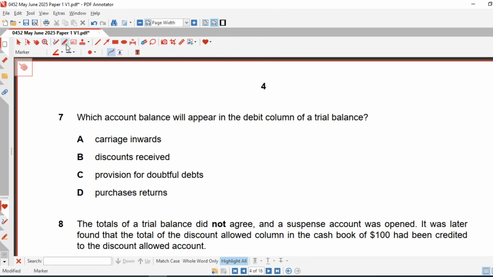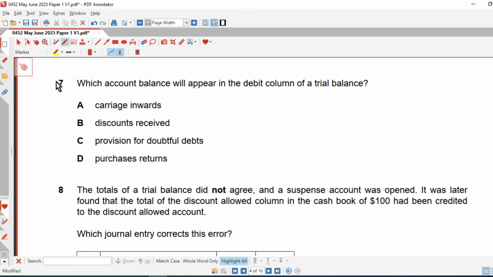Right, let's bring you to question 7. Which account balance will appear in the debit column of a trial balance? Again, level 1 question, very easy. So, debit column of the trial balance, we only have 2 items, right? So either it is going to be an asset or it is going to be an expense. These are the only two items appearing on the debit side.